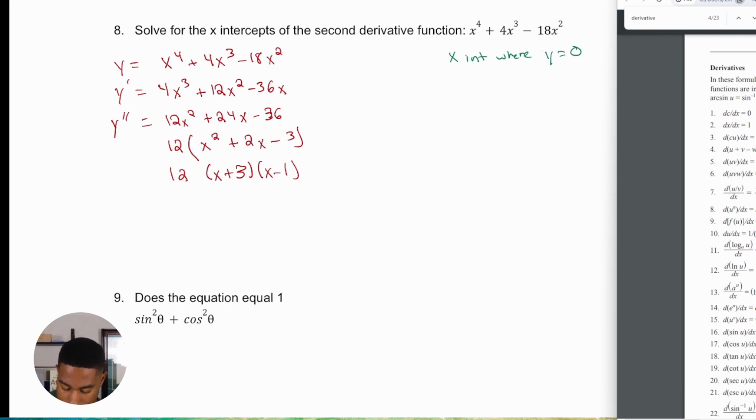Okay, so now what can I plug in for x to make this second derivative equal to 0? Well, I know if this piece equals 0, then the whole thing equals 0. So if I plug in x is equal to negative 3, then I know that the whole function is going to equal 0. Or if I plug in x is equal to 1, I know that goes to 0, and now my whole function is equal to 0. So those are going to be my two x intercepts for the equation of the second derivative.